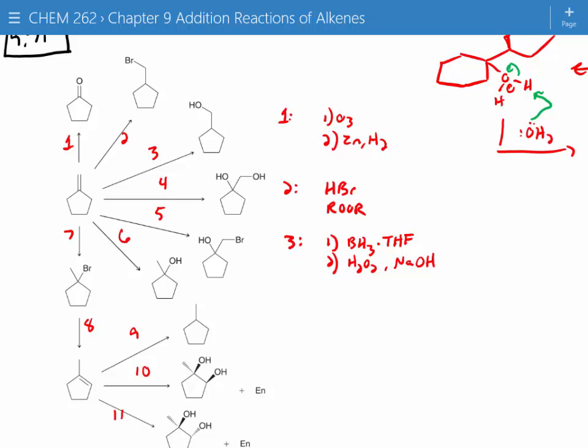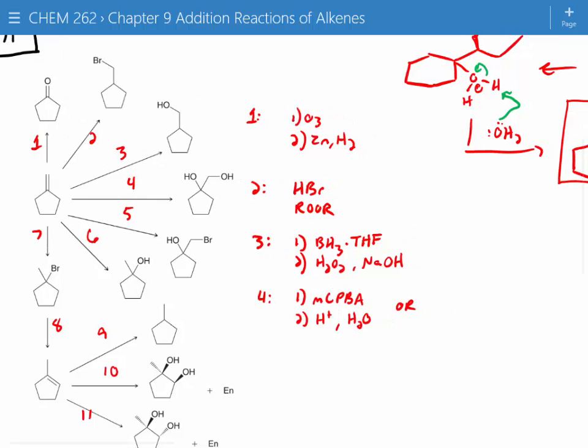It looks like we've got a diol, but it doesn't show any stereochemistry. Yeah, you could do MCPBA. For this one, 4, you could do MCPBA followed by acid and water. What about if we use the osmium tetroxide? Yeah, it would work as well.